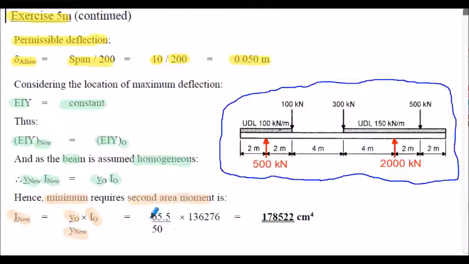So the original maximum deflection we calculated was 65.5 millimeters. We're limited to 50 from the above calculation. So basically we're factoring up the original I value to find the minimum I value required to restrict our deflection to 50 millimeters. And that's going to be 178,522 centimeters to the 4. Remember the I values that are stated in the table in BS4 are in centimeters to the 4. So that's the minimum I value we can use.